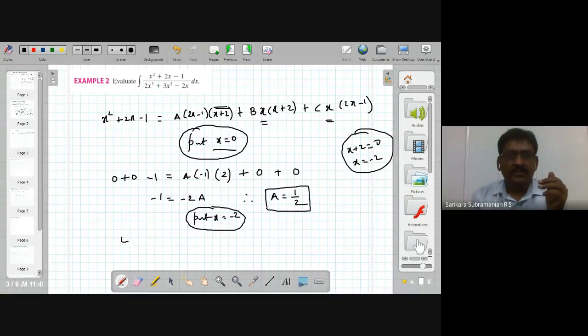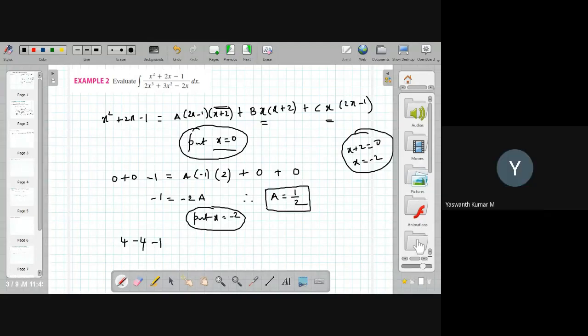Putting minus 2, this becomes plus 4. On this side, putting minus 2, this becomes minus 4. Because while substituting x is equal to minus 2 in the left hand side, I'll be getting 4. This is minus 4 minus 1.